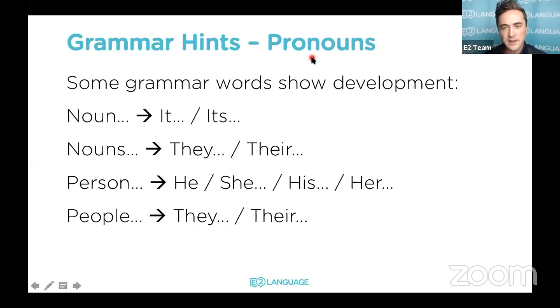You can also use your understanding of pronouns because pronouns also show development of sentences in a paragraph. So a single noun can become it or its if it's possessive. Nouns become they or their. If you're talking about a person, for example, a scientist, it can become he or she. Or it may say something like a person's name, like Dr. Smith, he, or Dr. Smith, she, his and her. Or if it's talking about people, plural, Dr. Smith and Dr. Patrick, I don't know, they and their. Okay, so think about what's first mentioned and what's secondly mentioned.